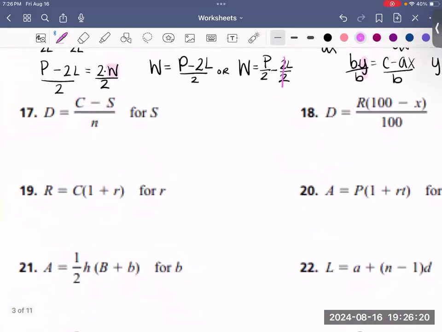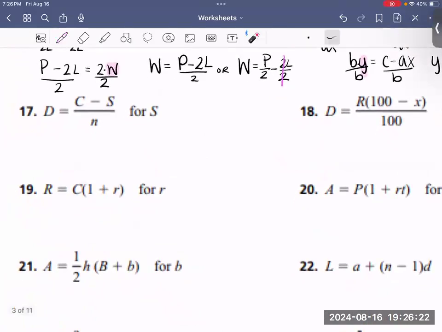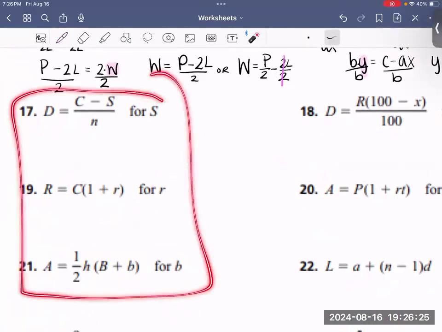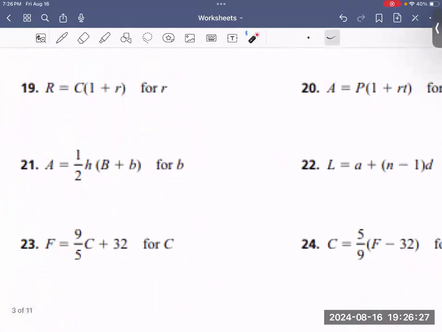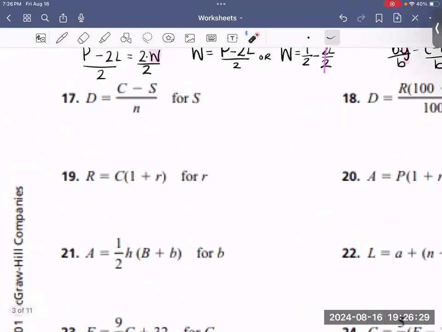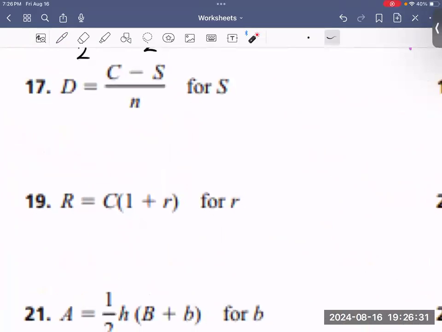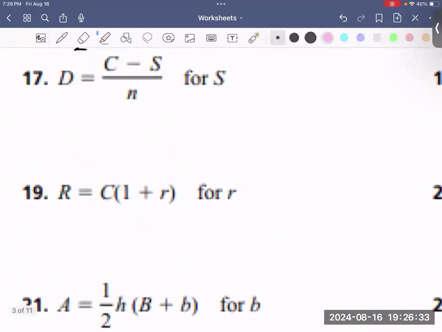Okay, we'll do just a few more. We might just do 17, 18, and 21. And that might be it. Okay, so let's try this one. So we are now looking for S.